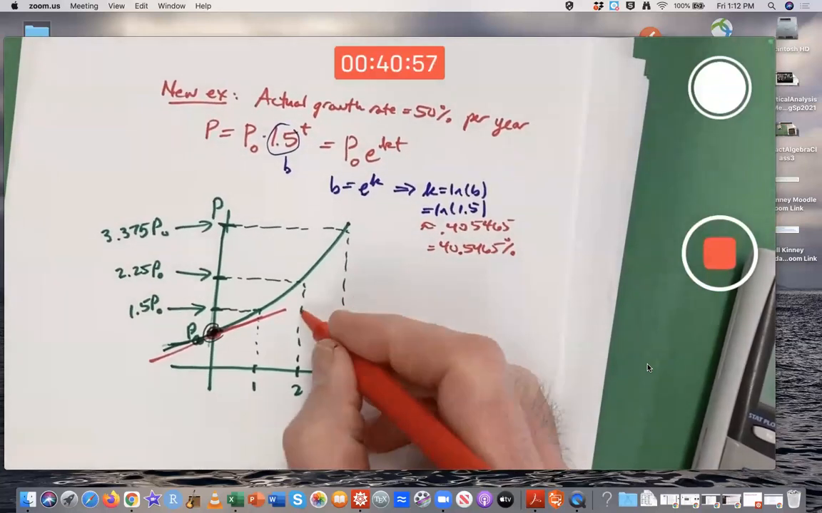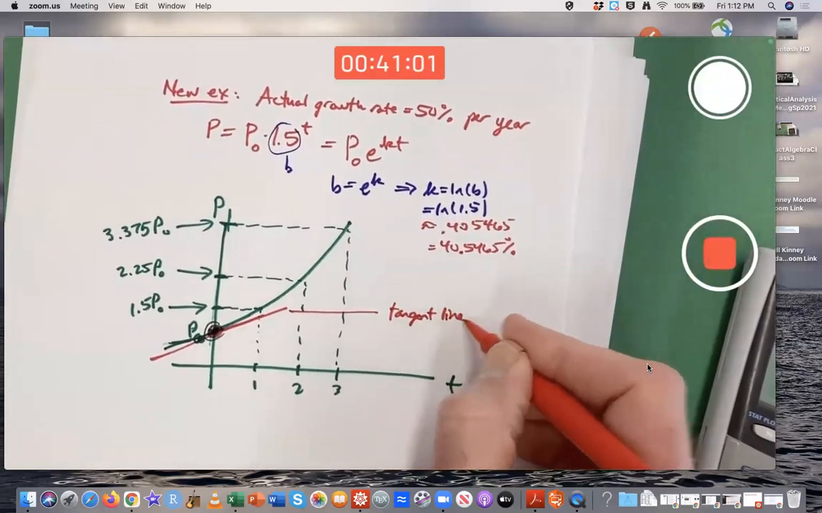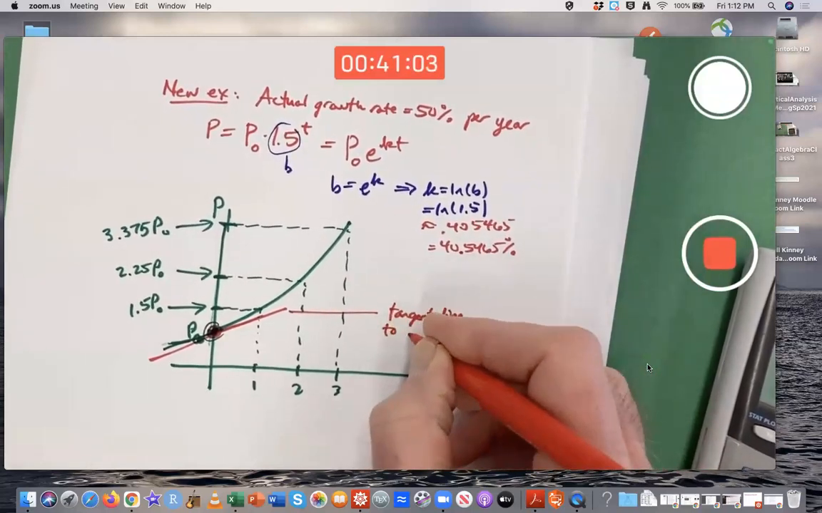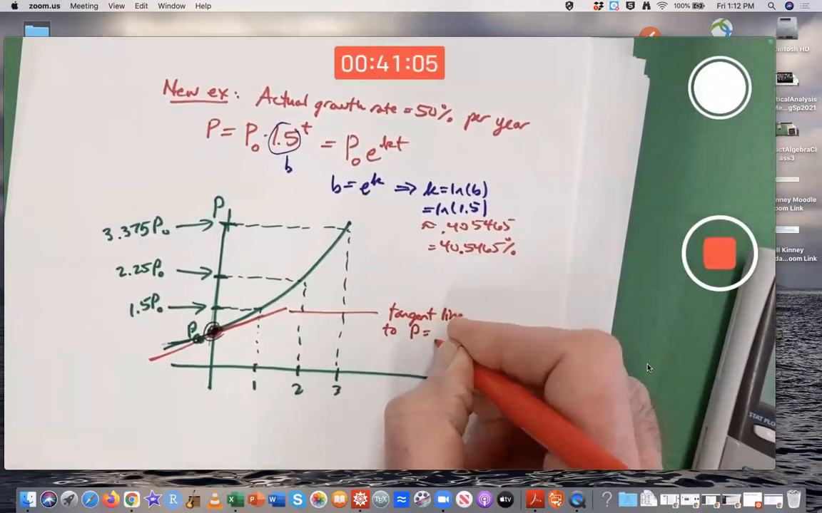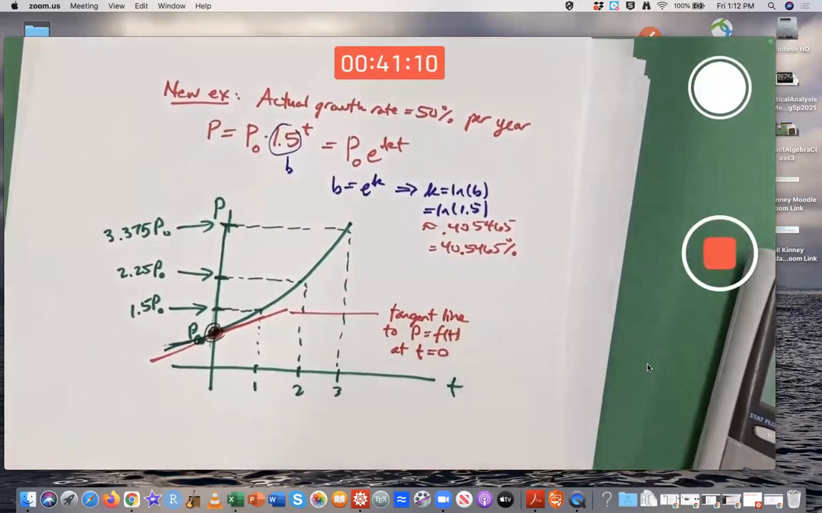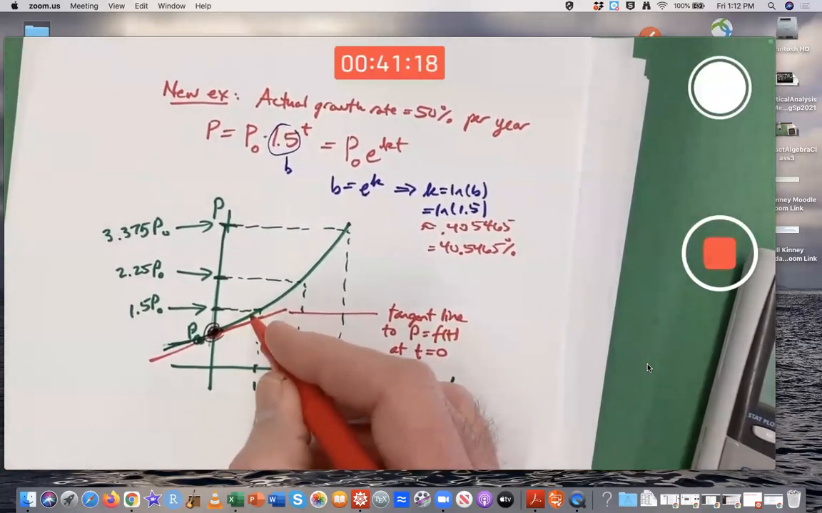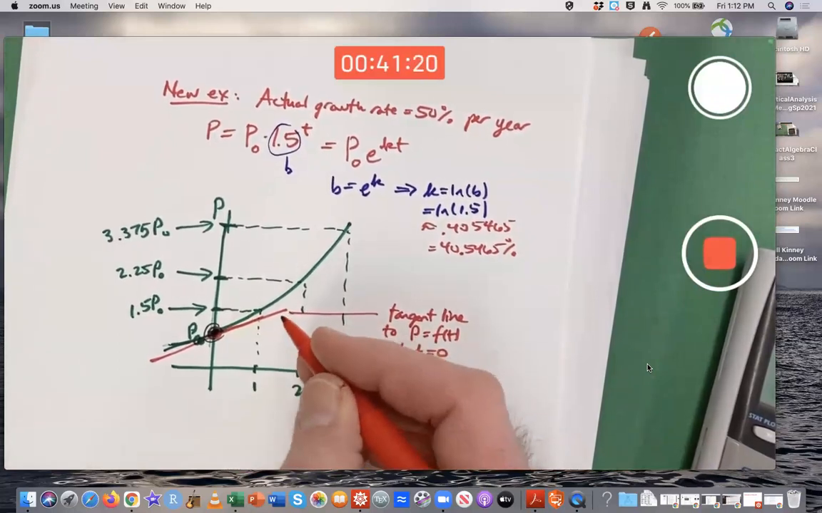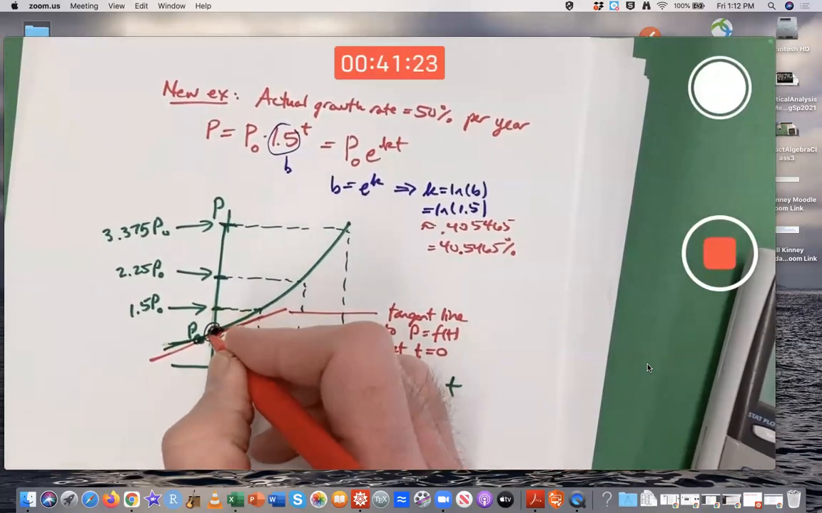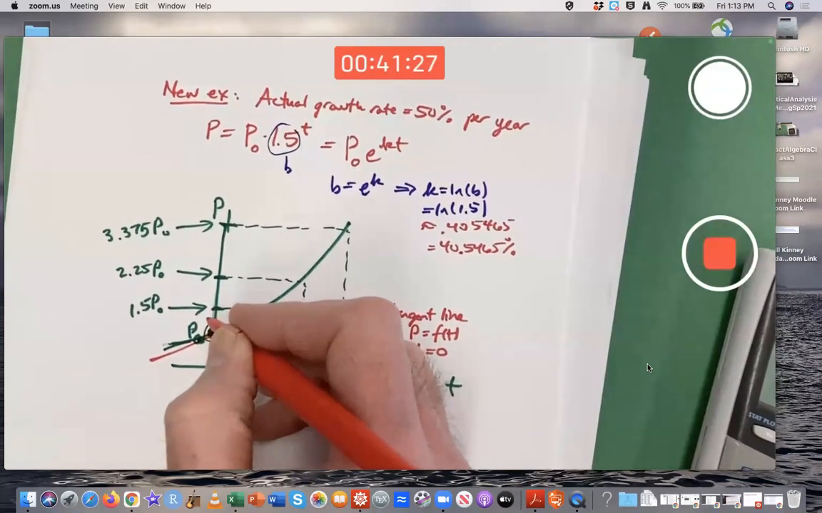That's called the tangent line. Tangent line to P equals f of t at t equals 0. It doesn't approximate the curve over the entire interval as well as possible, but again, it does approximate the curve as good as possible near t equals 0. It gets better and better the closer you get to 0.